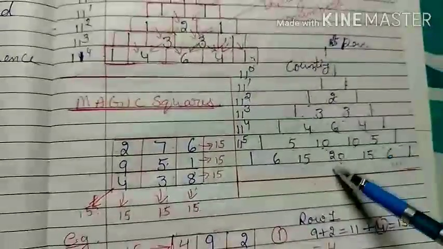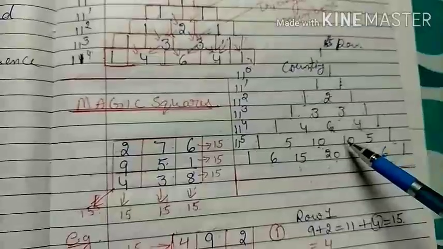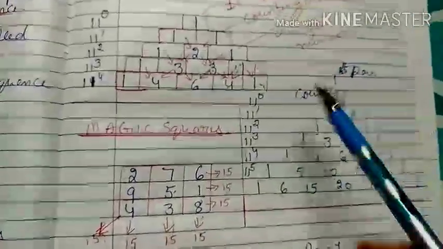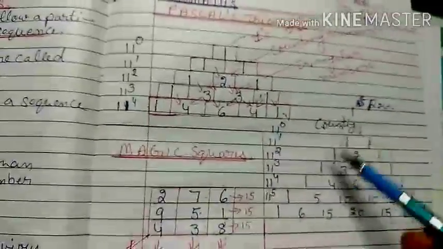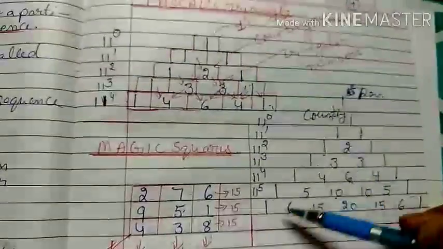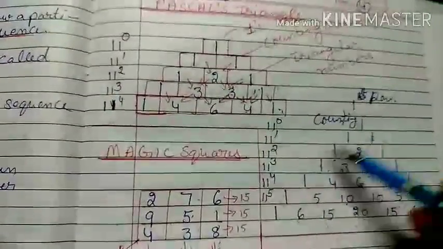Similarly 10 plus 10 is 20, 5 plus 10 is 15, 5 plus 1 is 6. Here also 10 plus 5 is 15, 5 plus 1 is 6. If you look at this, whatever number is added should be written next in the middle, and 1 is shifted on the side. So this pattern changes to triangle form, so we call it a Pascal triangle.